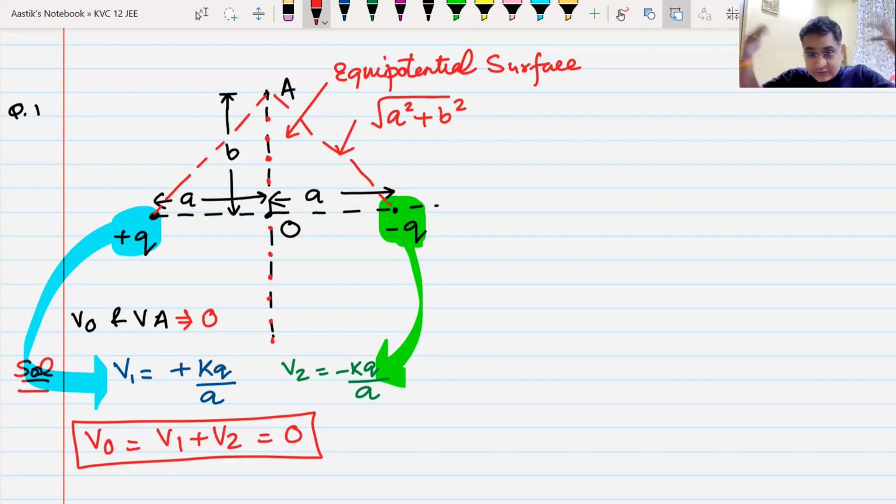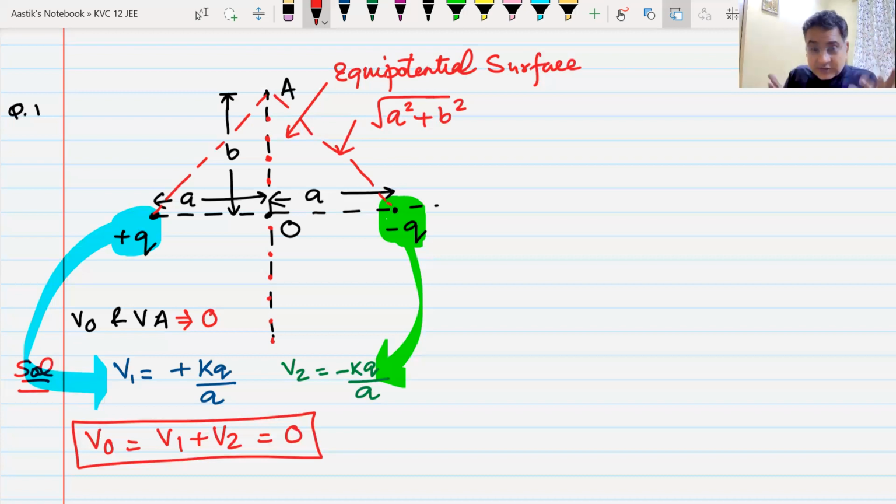Now you can apply some ding ding ding, 2 plus 2 is 4. So now you can understand the relation between what? Between electric field and equipotential surface. Yes or no? Yes, sir.